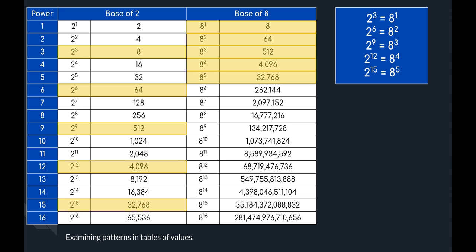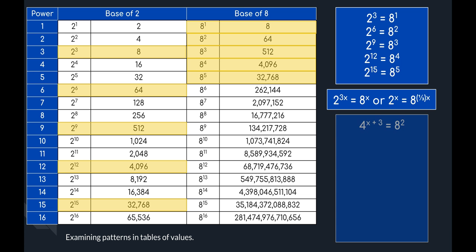Here, it's not 2 to 1, it's 3 to 1, or 1 to 3, depending on which way we're reading the powers. For every 1 power of 8, we have 3 powers of 2. For every 3 powers of 2, we have 1 power of 8. That means that 2 to the 3x is the same as 8 to the x, or 2 to the x is the same as 8 to the 1/3 x.